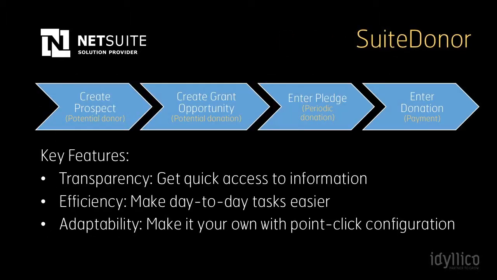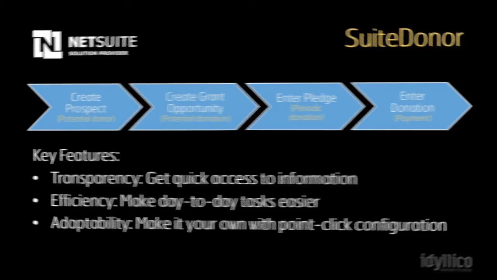My demo scenario today will begin with creating a prospect. A prospect is a potential donor, specifically a corporation who has shown inclination towards donating a certain amount of money over a period of time. Then I'll create a grant opportunity, which is a potential donation, to track my negotiation with the prospect. Either create a direct donation from a grant opportunity, which will be shown in the demo, or we can create a pledge first and then enter the donation. We will log in to NetSuite now and we'll come back to discuss the key features.